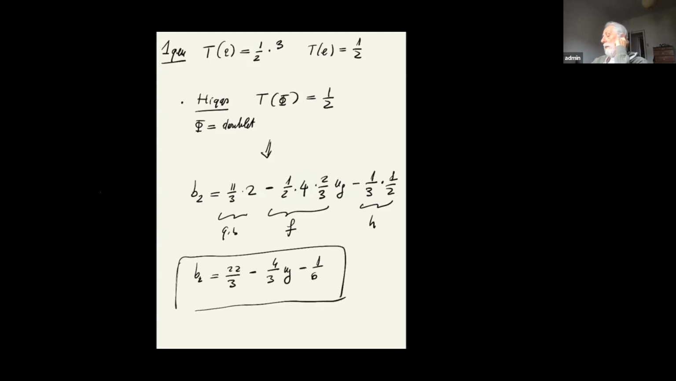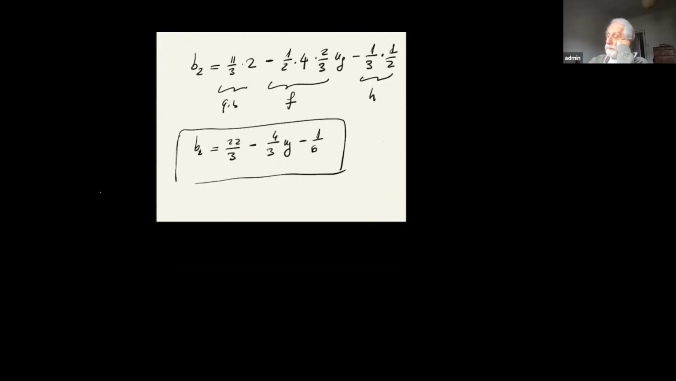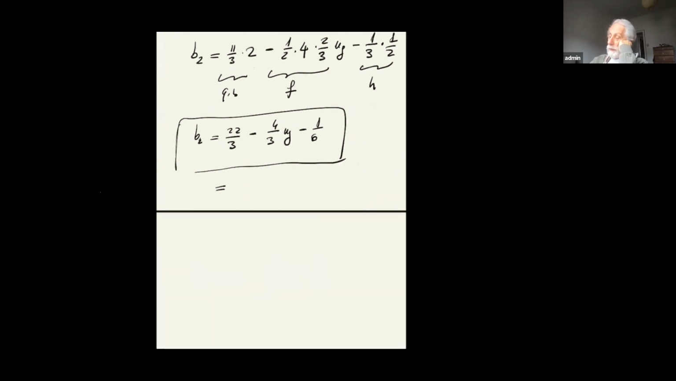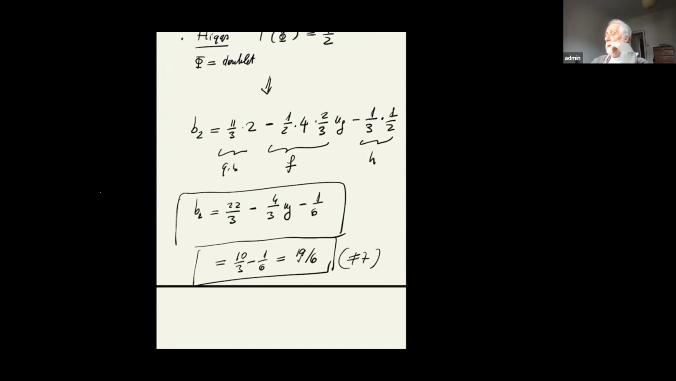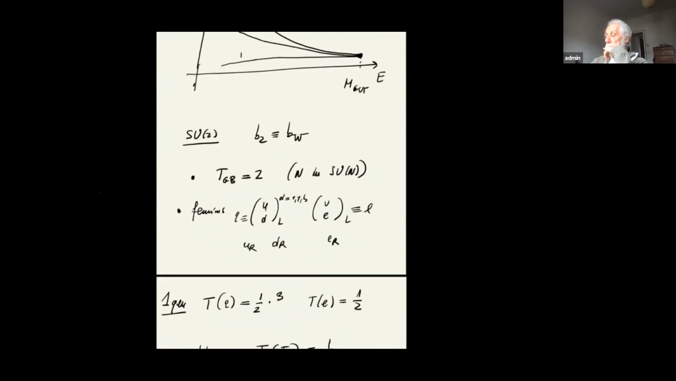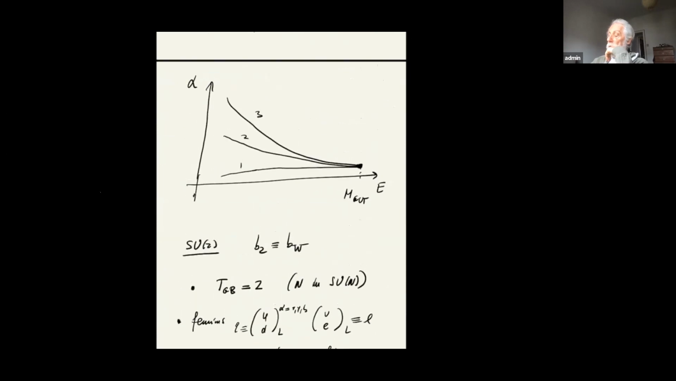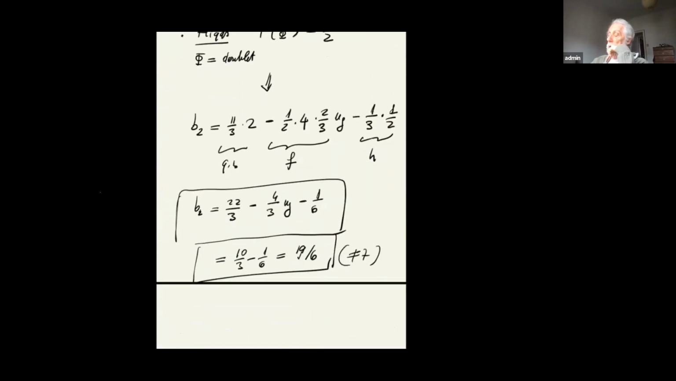I can write that some number is, okay. This is 22 minus 12, it's 10/3 minus 1/6. Why don't I write it? It's 19/6. It's a number, but it's of course different from 7. This is what I said, that B2 and B3 run differently.